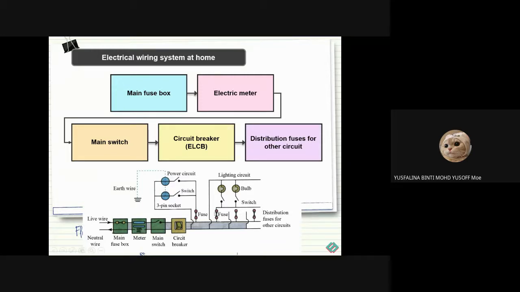So this is how the electrical wiring system at home works. So let's see a video to see what the function of each part is.